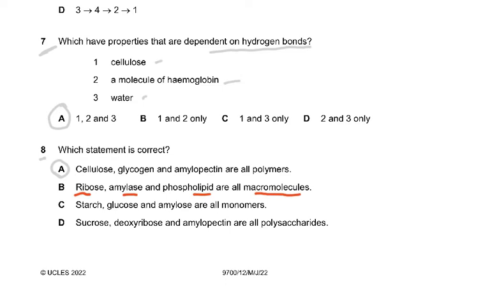Phospholipid is a macromolecule, but ribose is a five-carbon pentose sugar. It's not a macromolecule. Then starch is not a monomer. This was the mistake in it. Sucrose, deoxyribose are polysaccharides. Sucrose is a disaccharide. It's not a polysaccharide. Deoxyribose is a single 5-carbon sugar. It's a pentose sugar. Amylopectin, yes, is a polysaccharide, but these two are not polysaccharides. So you must know your biology very well to be able to do these questions. You can't just do them by sort of knowing your subject, you have to know it very thoroughly.